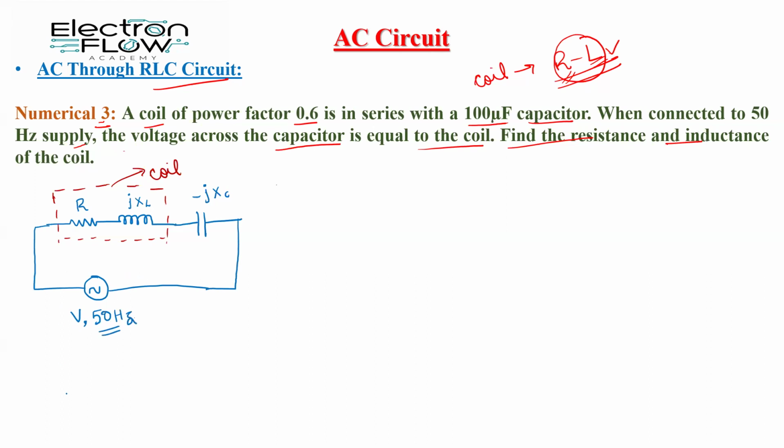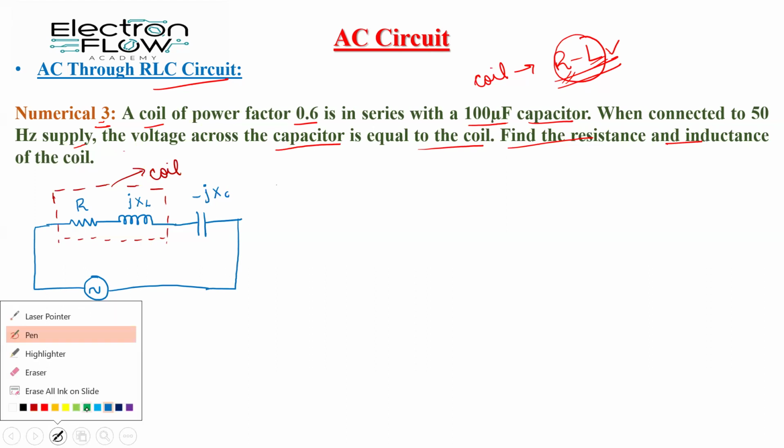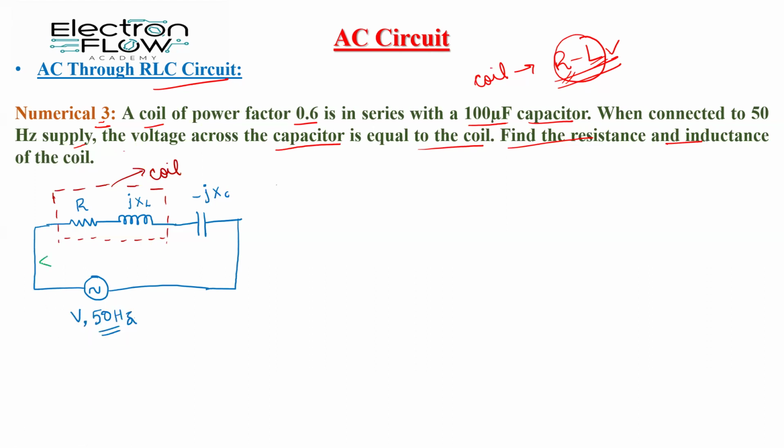In the question there is one condition regarding the voltage drop across the coil. I am assuming the voltage drop across the coil is VL, and the voltage drop across the capacitor is VC. The condition given to us is that the voltage drop across the capacitor is equal to the voltage drop across the coil. So let's calculate values.